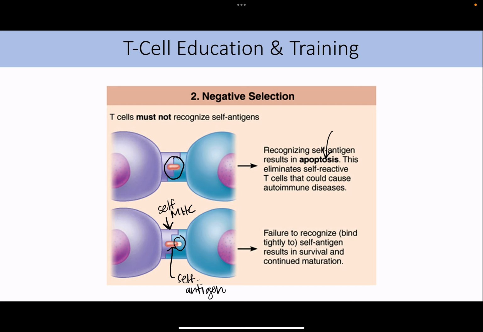So we do not want them to fully bind. For positive selection, yes, recognize the self MHC. For negative selection, no, do not fully recognize the self antigen. If they fully bind, they undergo apoptosis, that T cell's dead. It did not complete the training. It's not going to be useful for our immune system, so we get rid of it. If it's able to leave a little bit of space, just like at a junior high dance where they tell you to leave a little bit of space, that means that they are going to survive and continue on with their maturation.